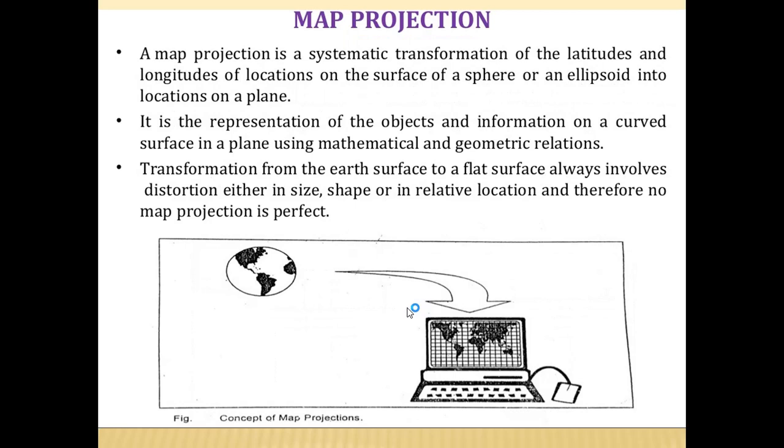So what is map projection? Map projection is the systematic transformation of latitudes and longitudes of locations on the surface of a sphere or ellipsoid into locations on a plane. See here, map projection is nothing but a three-dimensional surface transferred into a two-dimensional surface. So how is the transformation done? The systematic transformation of latitudes and longitudes of locations on the surface of a sphere or an ellipsoid into locations on a plane, a flat surface.